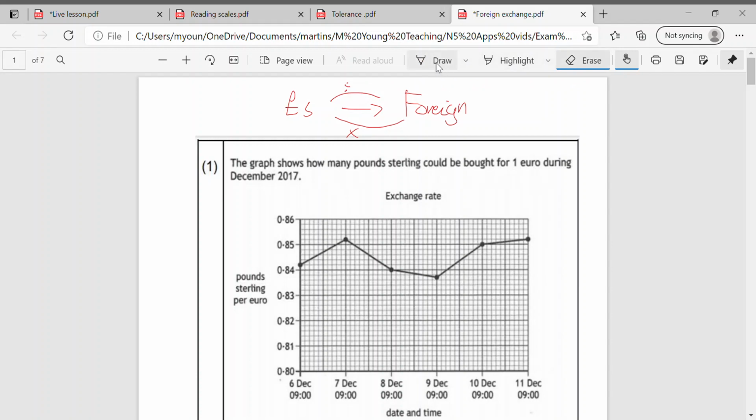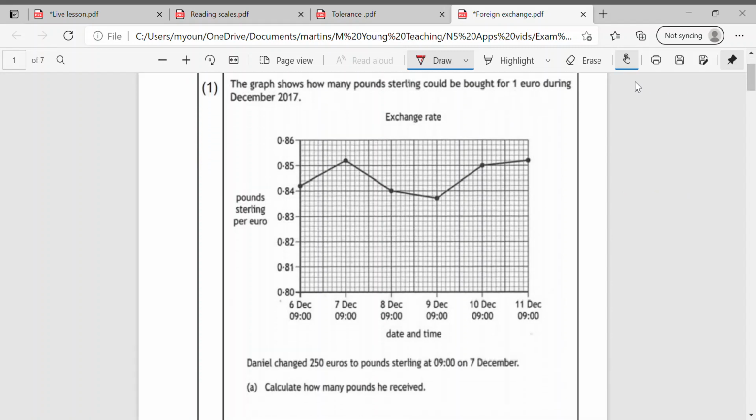because normally we try and remember, if you're going from pounds to foreign, you times, and the other way would be divide. But in this case, it's actually going to be the opposite, because you're told how many pounds you get per euro. So this question, we've got a graph, different dates and times, and it shows you the exchange rate of how many pounds you get per euro. It says Daniel changed €250 to pounds sterling at 9 o'clock on 7th of December. Calculate how many pounds he received.